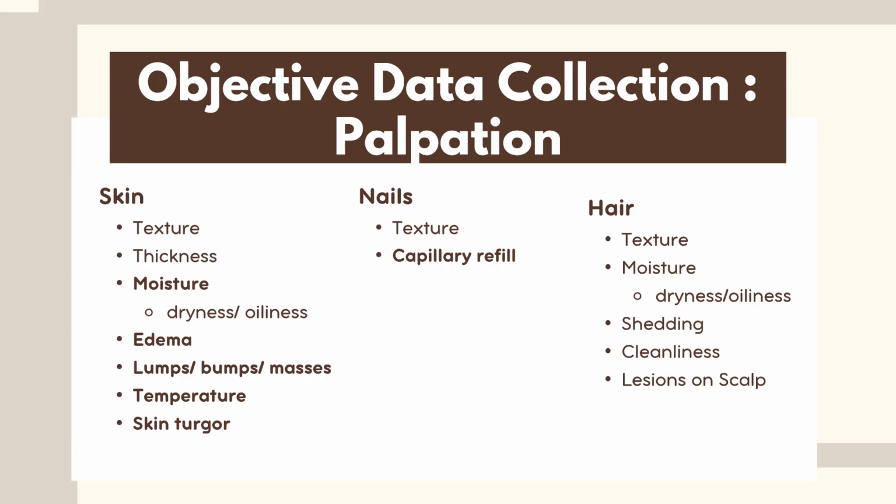So we want to make sure that we are looking for any hair loss, patchy hair loss, and we talked about that earlier. And then you want to look at the overall scalp health and palpate for that. Is there any shedding? Palpating for lumps, bumps, lesions on that scalp, and then overall cleanliness.